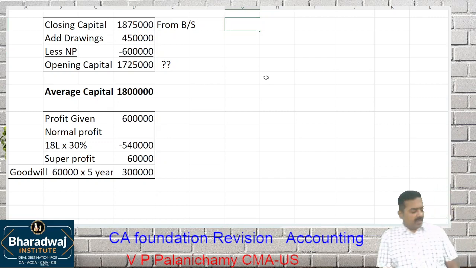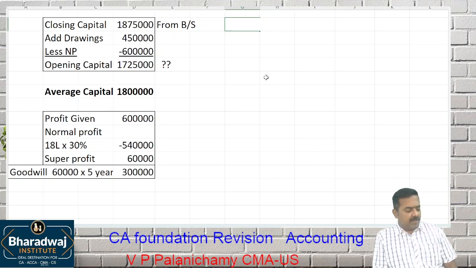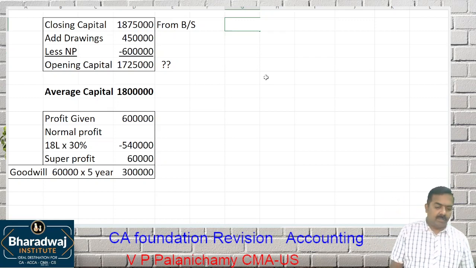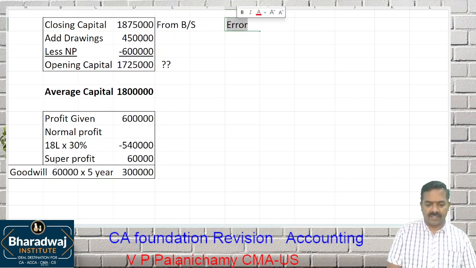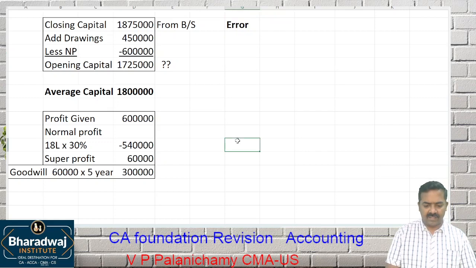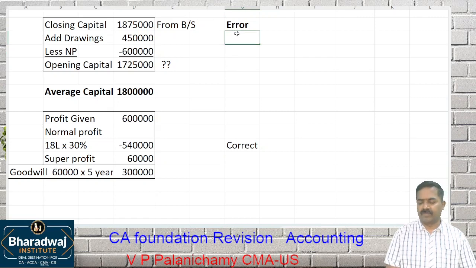Error number 1, they did not follow anything said in the partnership deed. Okay. Number 1, salary not provided, interest on capital not provided, and what did they do with the profit? They divided it equally. That is an error. So first we have to calculate with error, then do the correct workings. Based on that, we have to pass a journal entry.